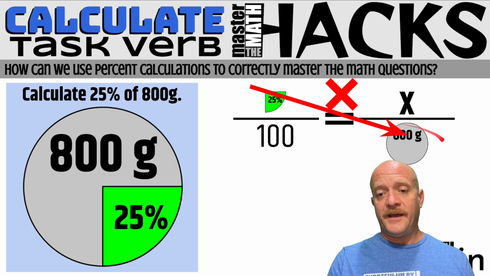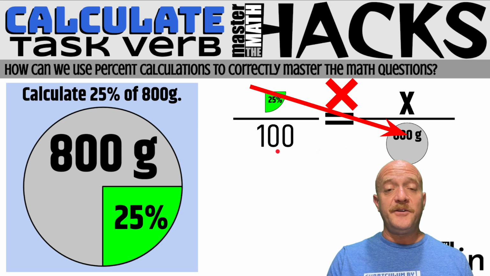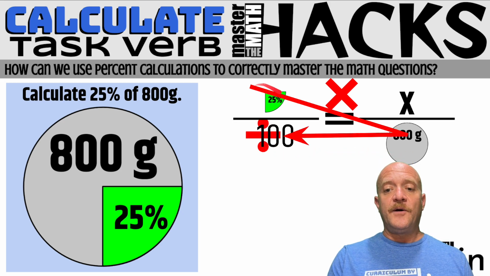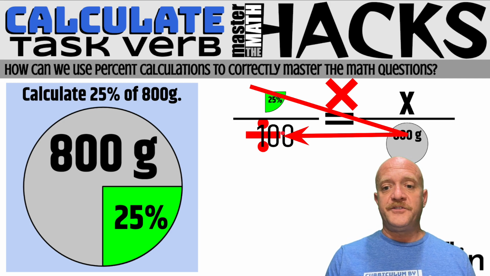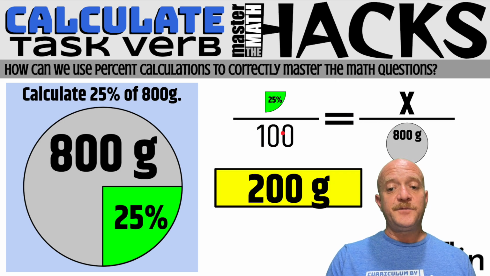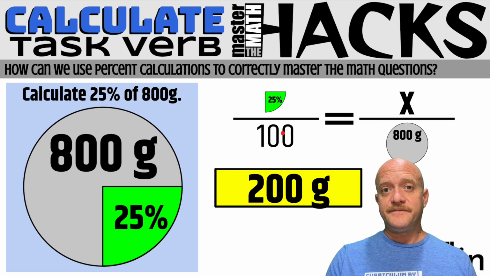You cross multiply 25 times 800, and then you do what you're going to do anyway, divide by 100. So I always say cross multiply and divide. That's exactly what you do. If you feel comfortable doing it your own way, do it your own way. But x would equal 200 grams.